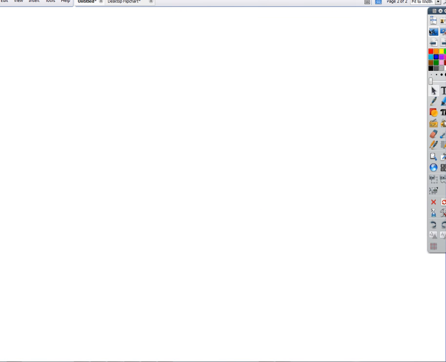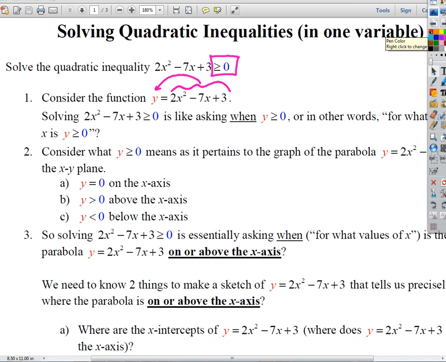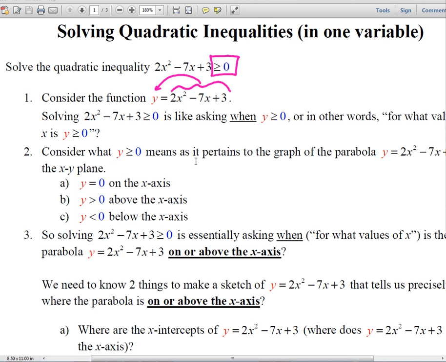Okay, so we can summarize that then. We know that y is greater than or equal to 0 would have to mean on or above the x-axis, because y equals 0 is on the x-axis. y is greater than 0 means above the x-axis, and y is less than 0 means below the x-axis, and this would be a combination of greater than or equal to, right? So that's like asking the question, when is our sketch on or above the x-axis? So all we have to do then is draw a rough sketch of the parabola, and that sketch is going to give us our answer, okay?